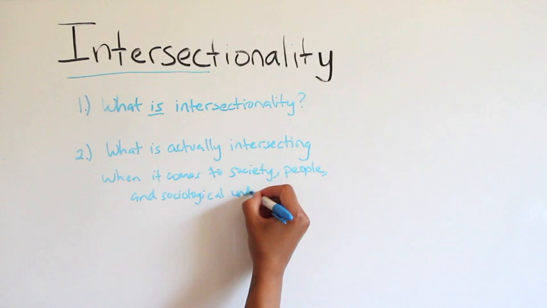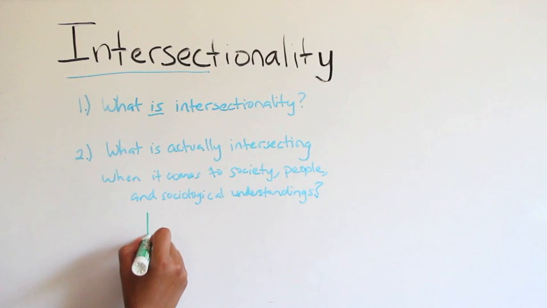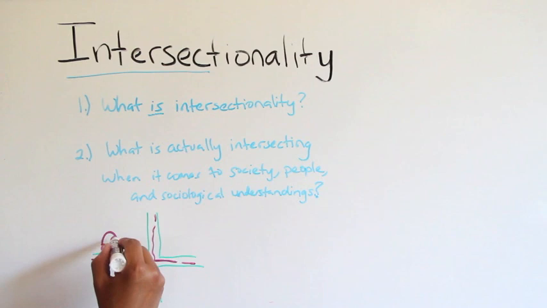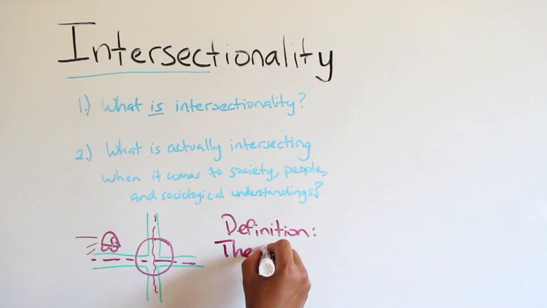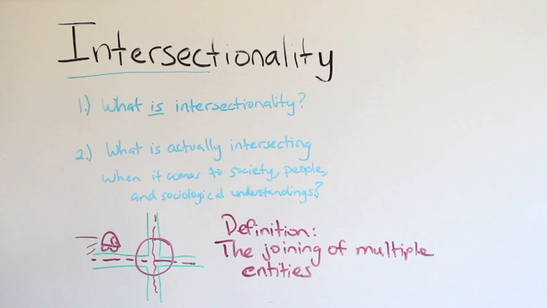I also think it might be helpful for us to use an analogy when we're trying to get this basic idea of what intersectionality is. So let's take two streets and think of what happens when two streets cross or come together. Well, they come together at the intersection. Often at the intersection, there's a stoplight or a stop sign, but they intersect at the intersection. So let's let our definition of intersectionality be the joining of multiple, so at least two, entities. The joining of multiple entities. And allow this basic definition to take us into applying it sociologically.